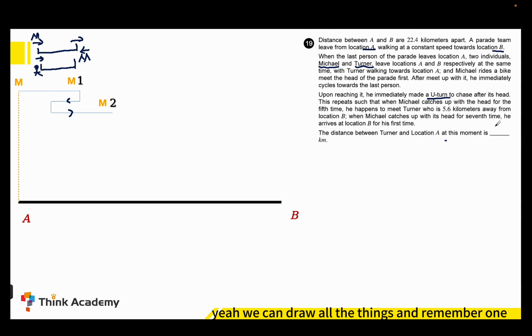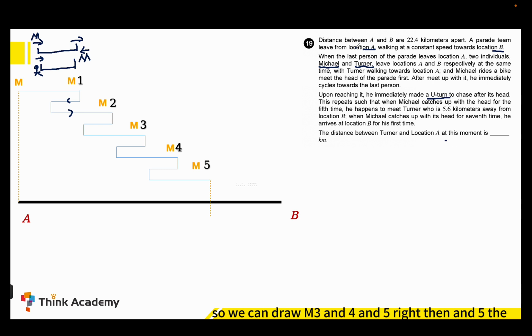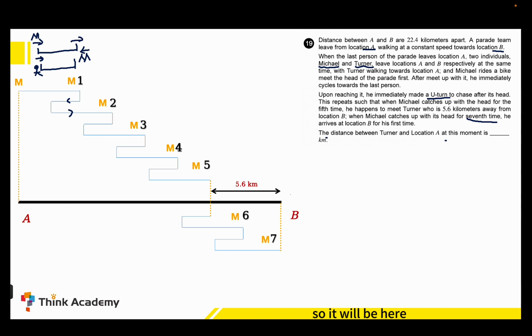And remember, Michael catches up with the head for the fifth time. He happens to meet Turner, who is 5.6 kilometers away from location B. So we can draw M3, M4, M5, right? Then at M5, the distance between this point and B is just 5.6 kilometers. After this U-turn, in total the 7th time, he will arrive at location B for the first time. So let's continue to draw M6 and M7. It will be here.